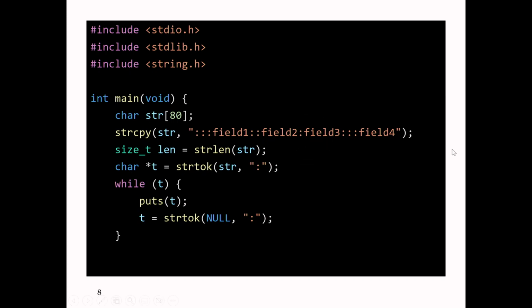When it finishes processing field 4, it knows that it's hit the end of the string because there's a null terminator sitting right there. So if you try to call it again, it'll return null, indicating that there are no more tokens left to process.